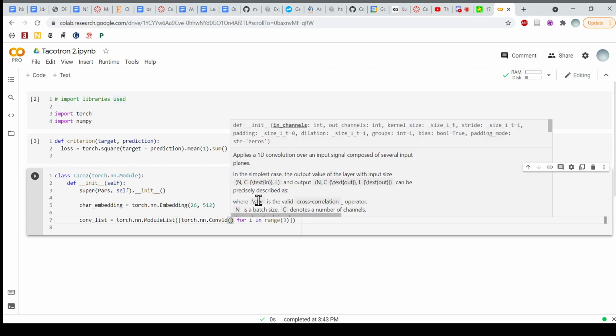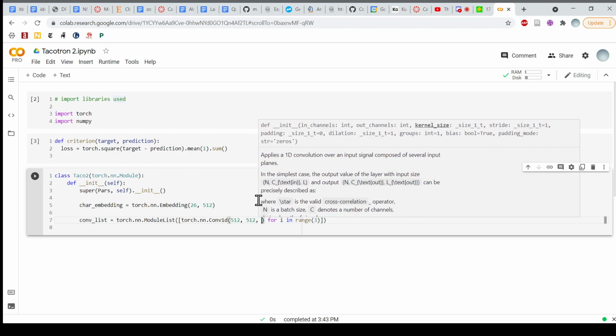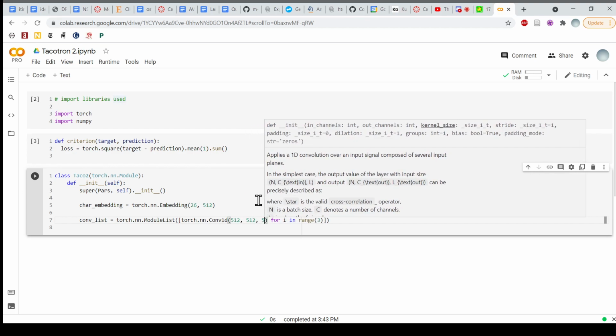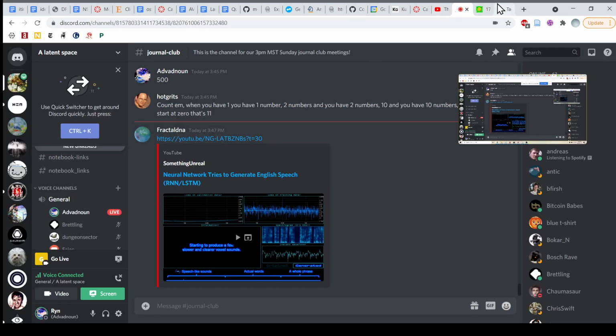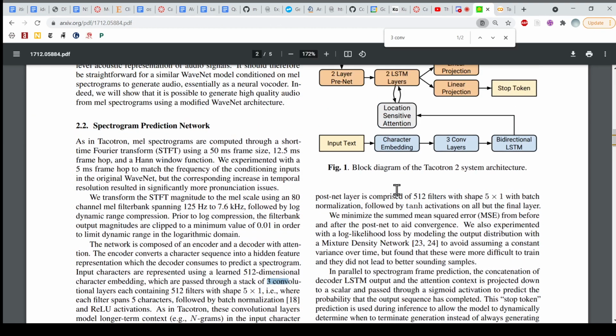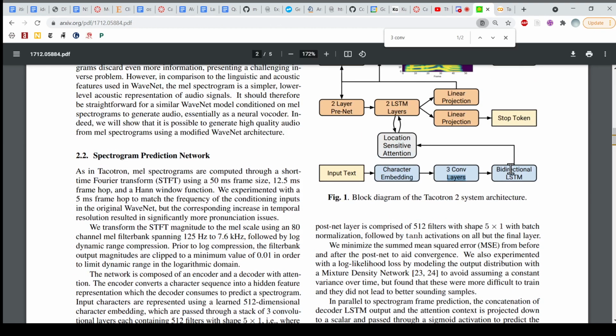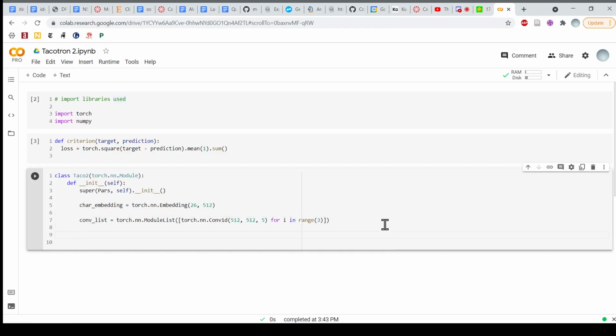So in channels is 512. Out channels is 512. Kernel size is going to be 5. Stride, we're not going to mess with stride. It's just going to be 1. That'll be good. Okay, so now we've got our convolution. So we've got this part and this part, and now we've got our bidirectional LSTM. Let's do that. These aren't all hooked together yet, but we're initializing their weights and getting them ready.